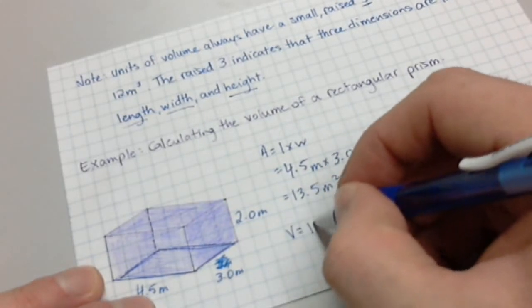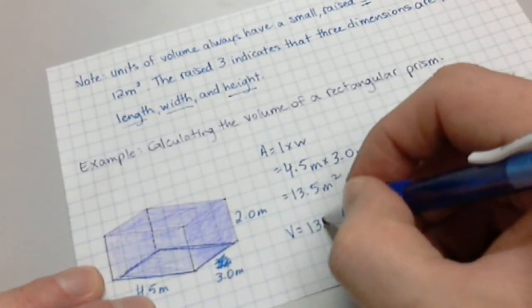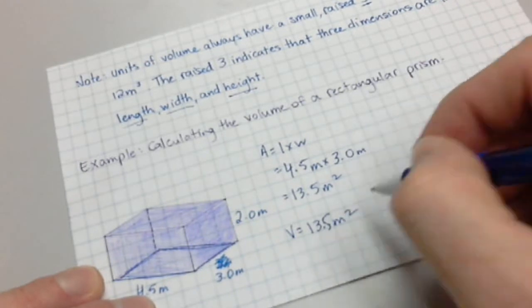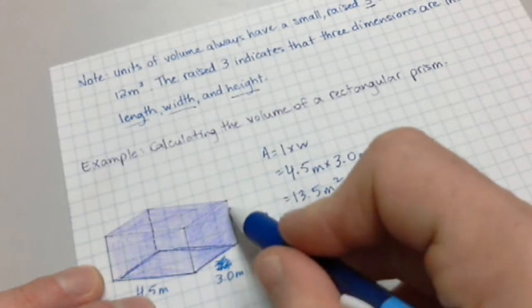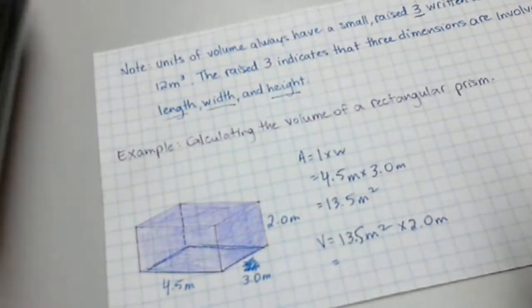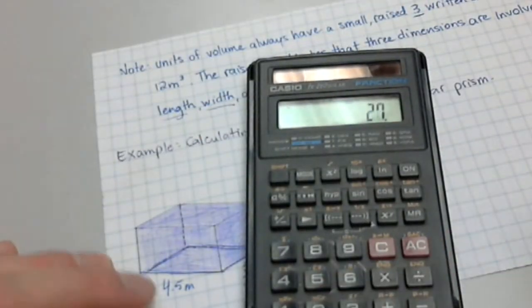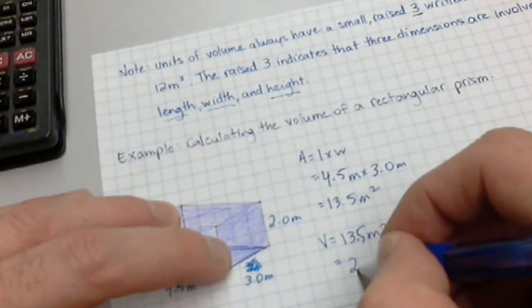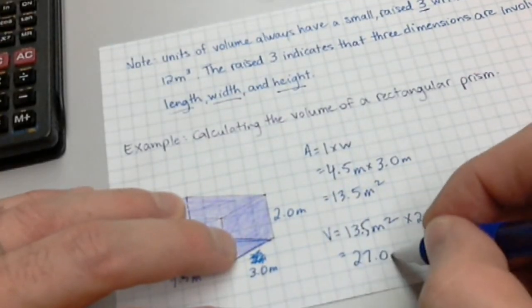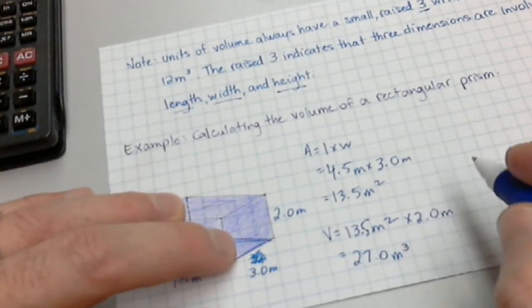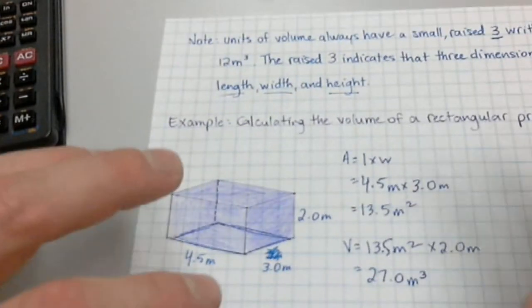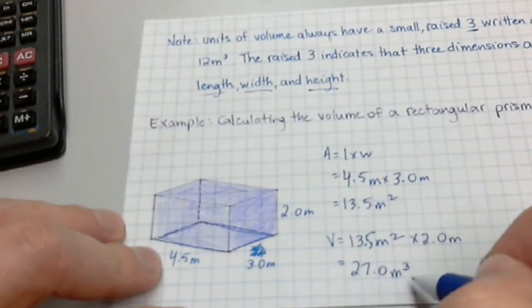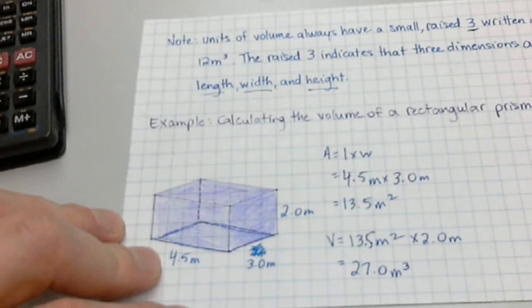So I have volume equaling 13.5 meters squared times 2.0 meters, because that's the height of the shape. And if I take my 13.5 and multiply it by 2, I get a total of 27 meters cubed. And the 3 is because I have length, width, and height. Okay, so the volume of my shape here is 27 meters cubed.